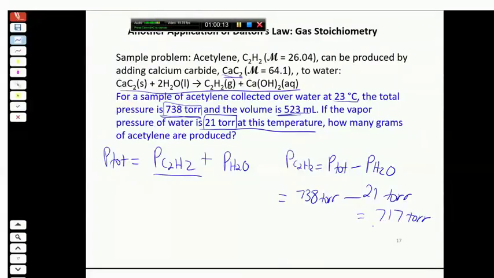And then once we have its pressure, we're going to use the ideal gas equation to find the number of moles. And in this problem, it's asking us how many grams that corresponds to, so once we have a number of moles, we can convert that back into grams. So the first step is to get the pressure. Once you have the pressure, it's just using the ideal gas equation in ways that we've already done today. So if we want to find the number of moles of C2H2, it's going to be pressure times volume divided by RT.